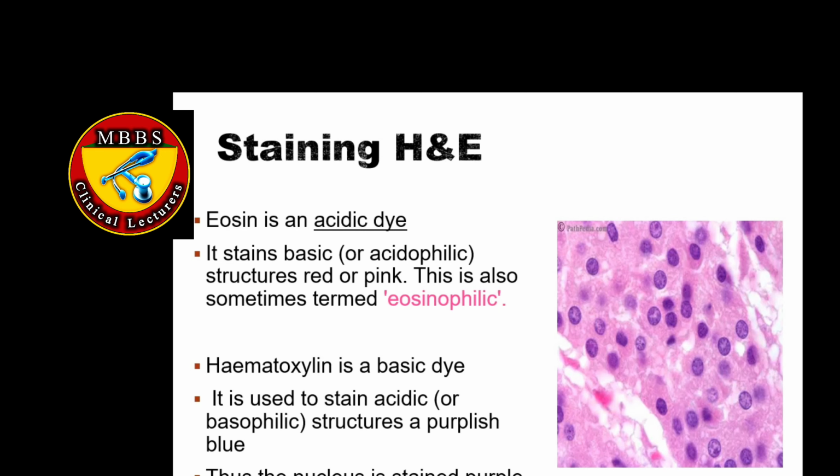It stains the basic or acidophilic structure red or pink, and this is also sometimes called eosinophilic. As you can see here, the pinkish stain is the cytoplasm. Hematoxylin is a basic dye, and it is used to stain acidic or basophilic structures, that is deoxyribonucleic acid or ribonucleic acid found within the nuclei. Since they are acidic, they stain the structure purplish blue, and that's why you see the nucleus to be purplish blue in color, because the nucleus is stained purple by H&E staining.